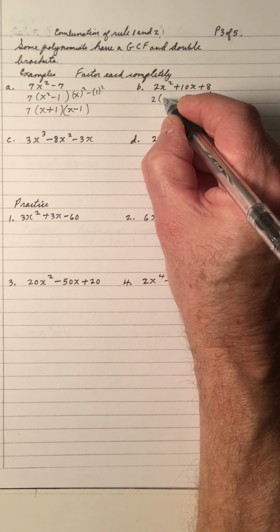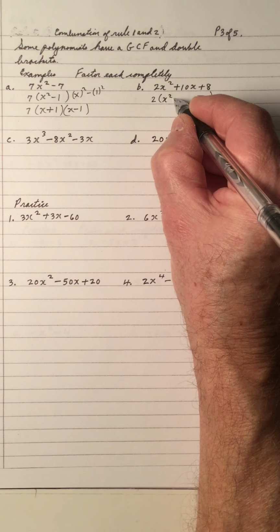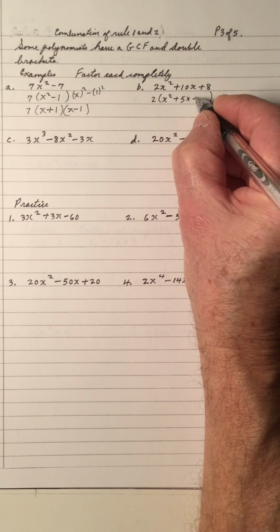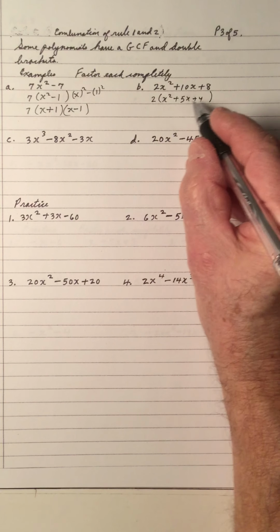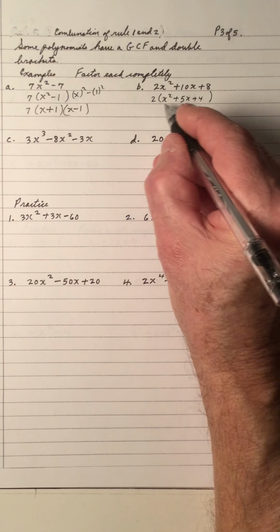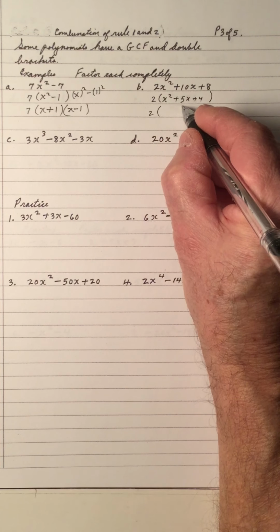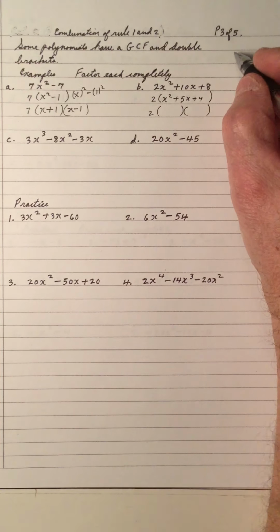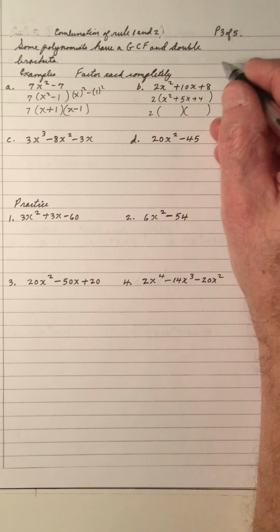So 2x squared divided by 2 is x squared. 10x divided by 2 is 5x. 8 divided by 2 is 4. And the factors of 4 to give you 5. Oh, 4 and 1. So it's possible that this will go further. So you shouldn't write this down. You should write this down on a sheet of scrap paper, like somewhere else.